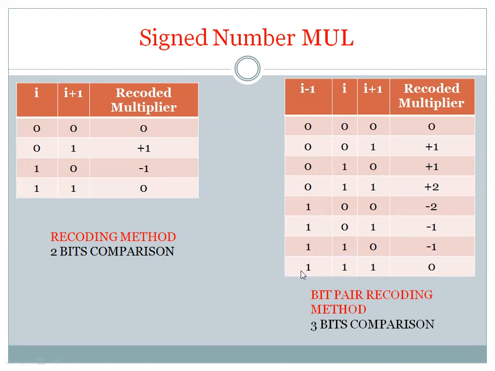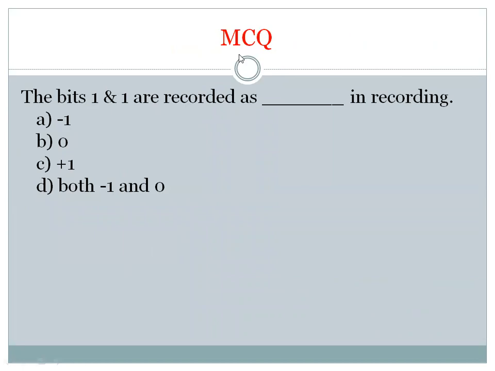Okay. So the last row, all the bits are the same, so it will generate the recoded multiplier as 0. In this way we can memorize this table. And let me see some MCQ related to the signed multiplication as well as unsigned multiplication.